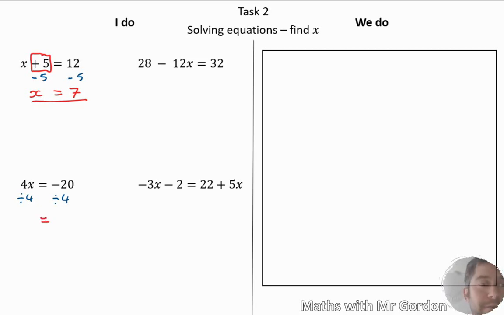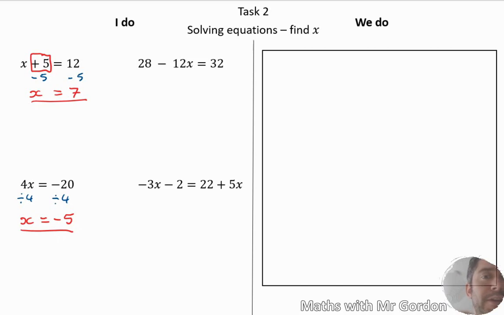4x divided by 4, that just leaves us with x, which is what we're after. And 20 divided by 4 gives us 5. But this is a negative 20, so we're going to have negative 5. And that's our answer. Now, with all of these questions, it's a good idea to go back to them and substitute in the value you get for x into the original equation to see if it still works.